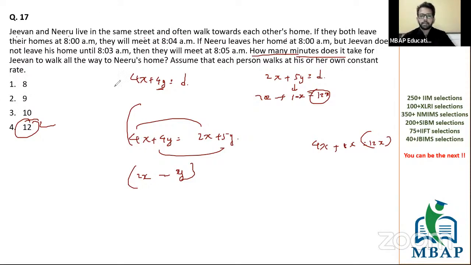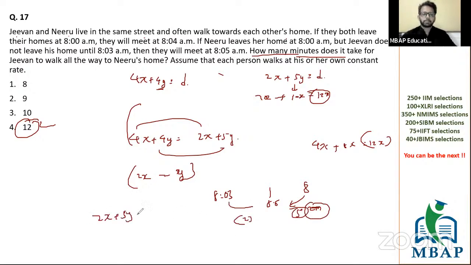Say 2x and 5x. If one person is leaving at 8, the second person is leaving at 8:03, and they are meeting at 8:05. So how much time has the first person traveled? 2 minutes. Sorry, 5 minutes. And the second person, 8:03 to 8:05, 2 minutes. So it is 2x plus 5y is equal to 4x plus 4y. As simple as this. Nothing more or less. Very well, you have solved this question.